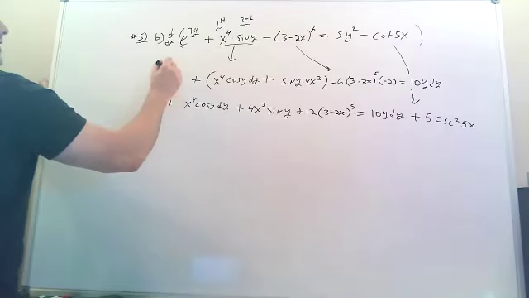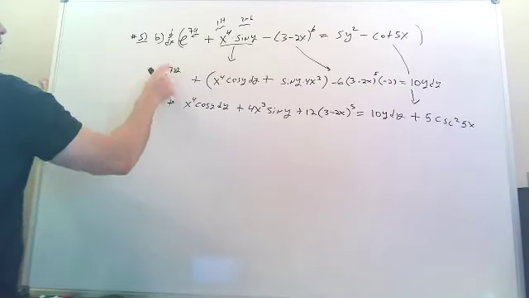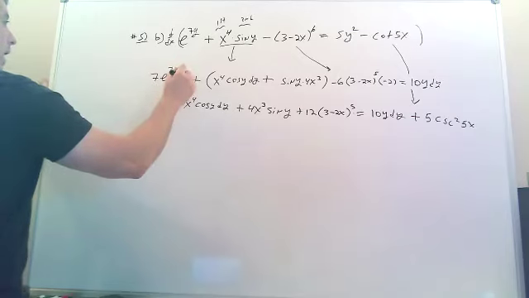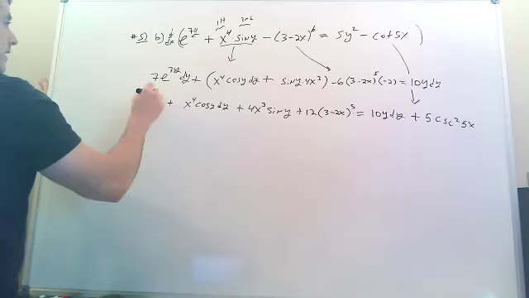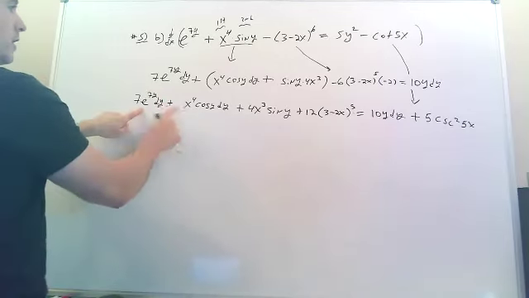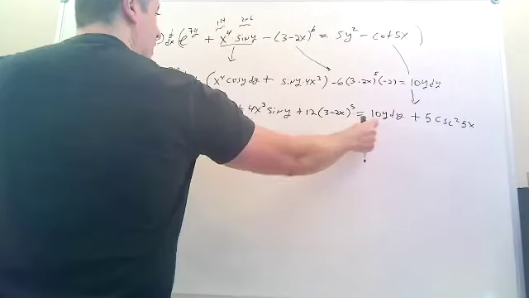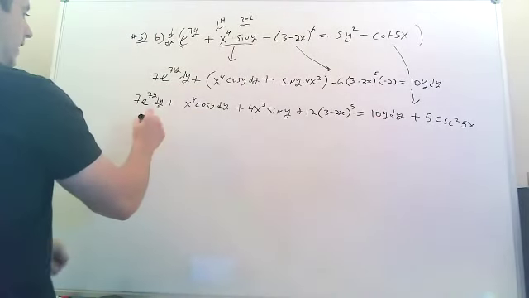It's still going to be 7e to the 7y, right? You take the derivative of the power, put it in the front, but this is going to have a dy/dx on it. So now I'm going to end up with 3 of them, which is exactly what I wanted. 1, 2, 3. So I'm going to keep these 2 on this side.